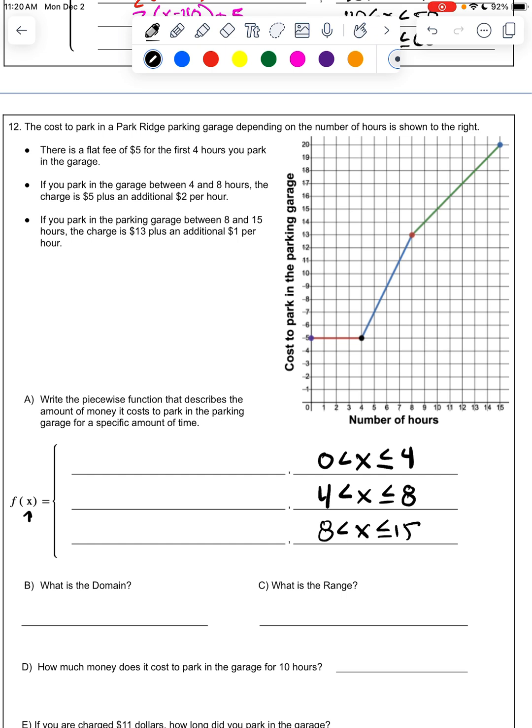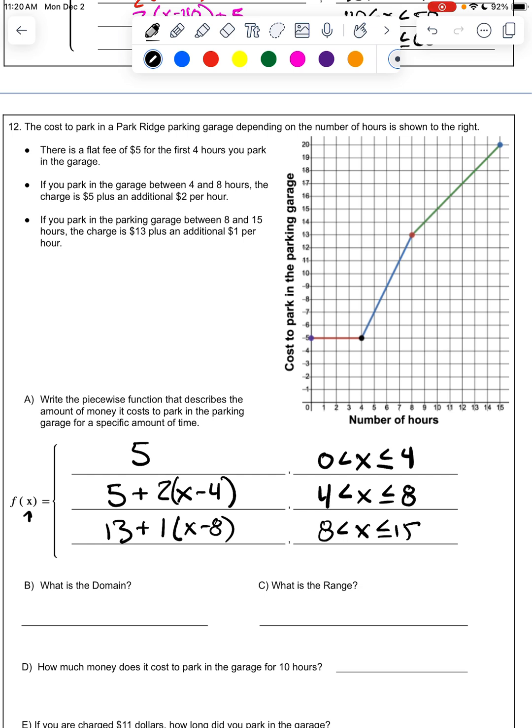Piece 1, it's $5. The next one is $5 plus $2 per hour, but that starts at 4. So we're going to go that way. The third one is $13 plus $1 times x minus 8, and that starts at 8. So that's what I've got going on there. Make sure you have that x minus whatever in parentheses, because otherwise it's going to double charge you for those first couple hours. Pick those points on the graph that help you write that as well.